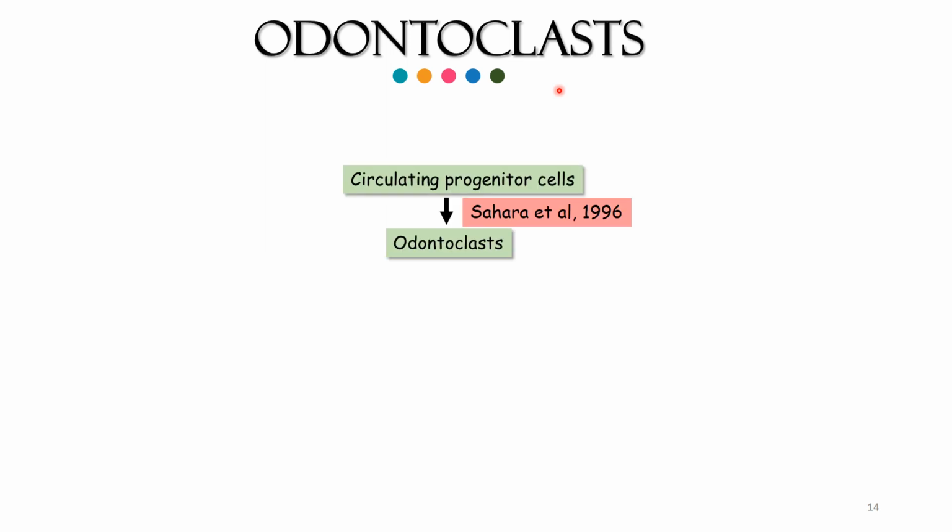Now, let's learn about the second important key cell, which is the odontoclast. Odontos means tooth, while clast means to destruct. These are the cells which destruct the mineralized structures of the tooth, eventually leading to their resorption. Odontoclasts are thought to differentiate from the circulating progenitor cells. Such progenitor cells reside in the dental pulp and periodontal ligament.